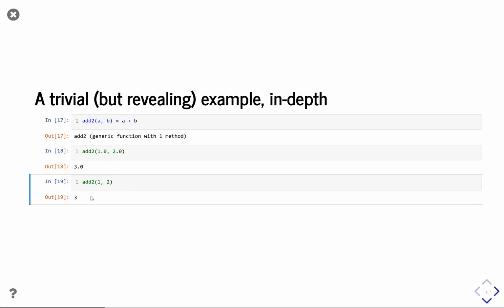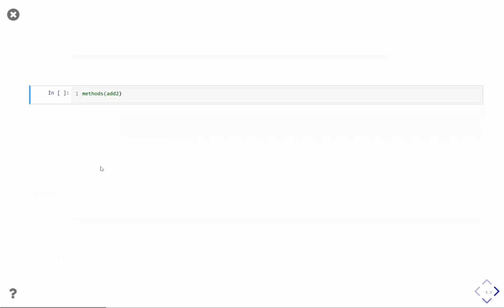So it's worth asking yourself, how does that actually happen? First of all, did Julia create some additional methods behind our back? And so we can ask Julia that question.